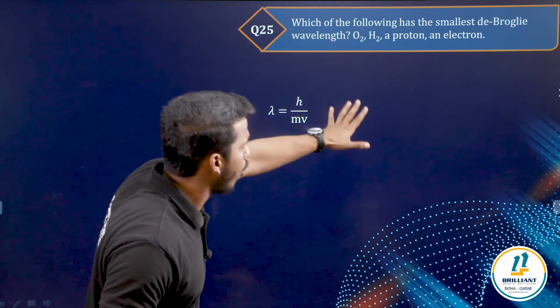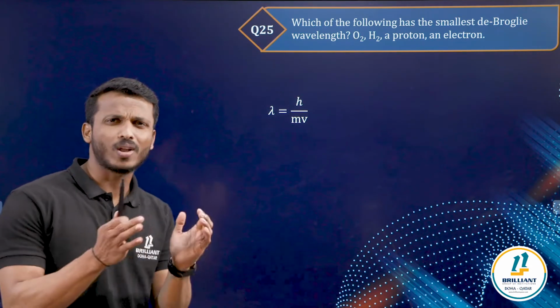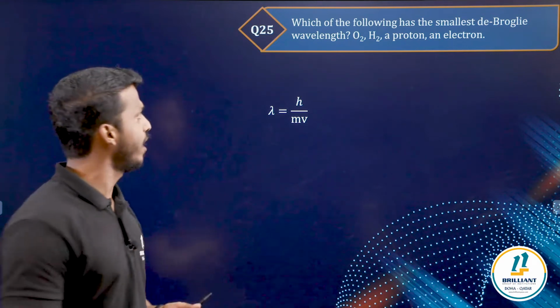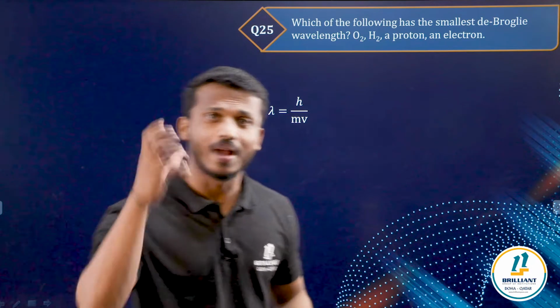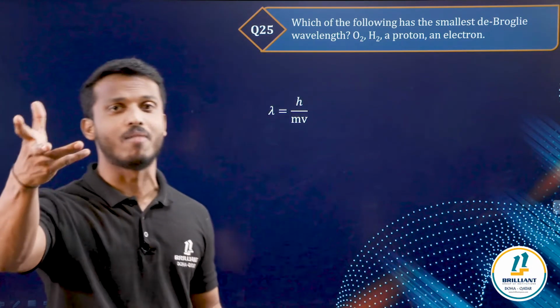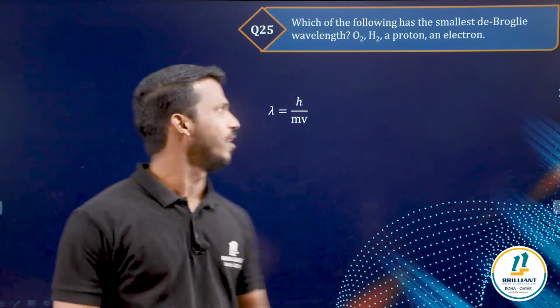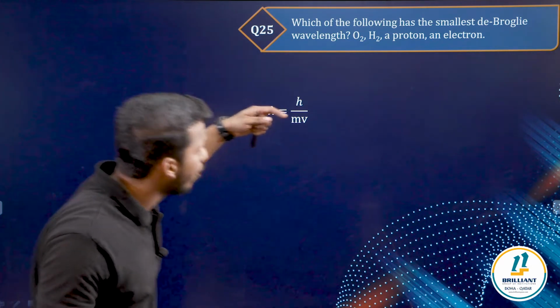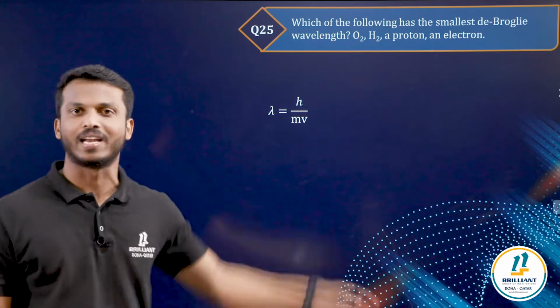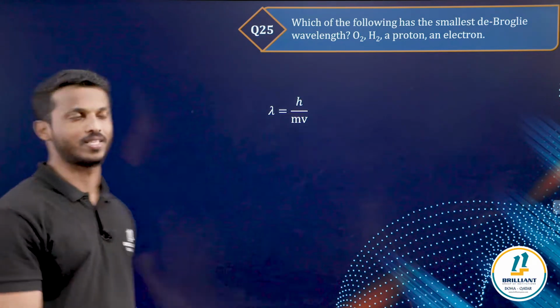Oxygen, hydrogen, proton and electron. Dear all, proton and electron have very small masses, right? Hydrogen and oxygen are the bigger ones with the biggest masses. Among hydrogen and oxygen, which one has the higher mass? Oxygen, right? O2. So oxygen has the higher mass, so the least wavelength. So the smallest de-Broglie wavelength is for oxygen, because it has high mass.